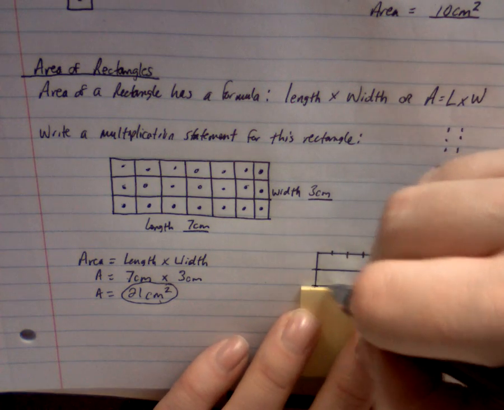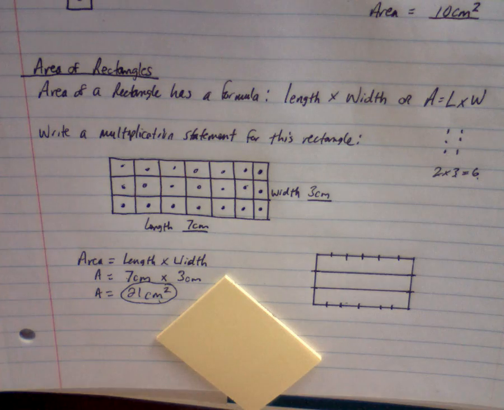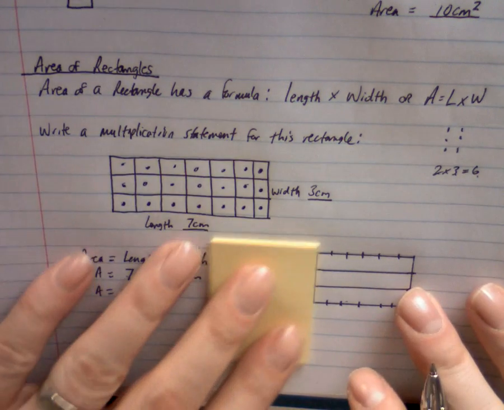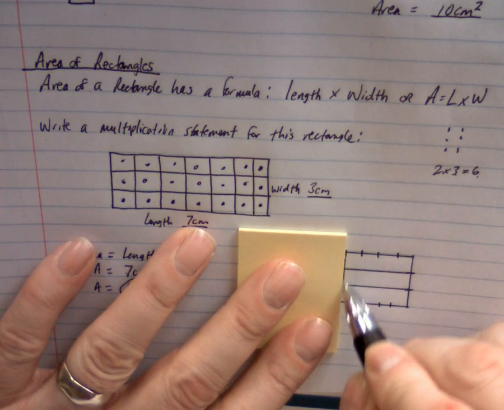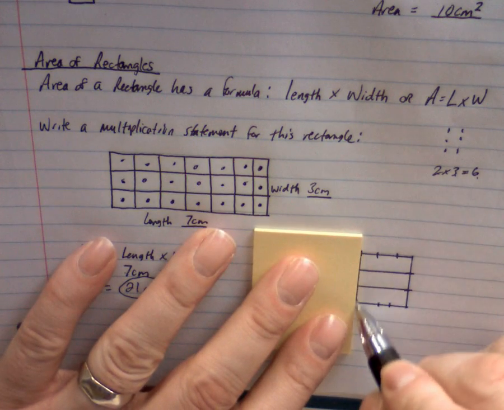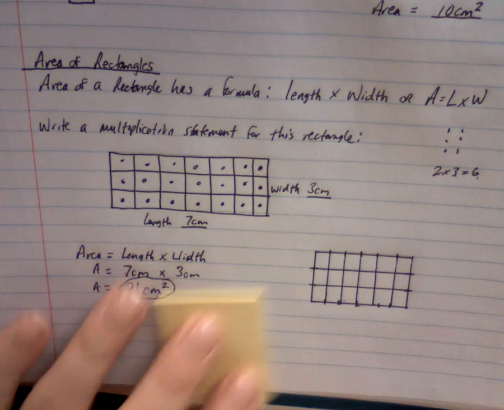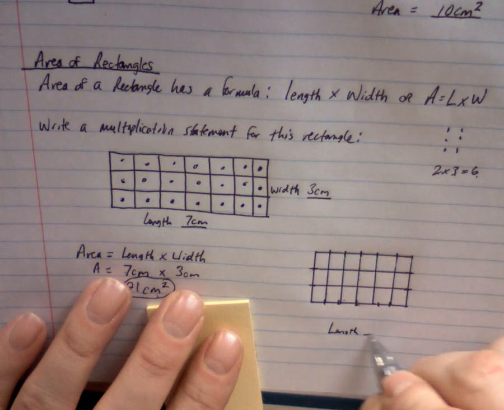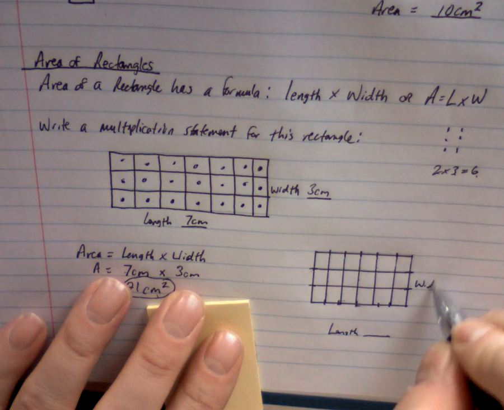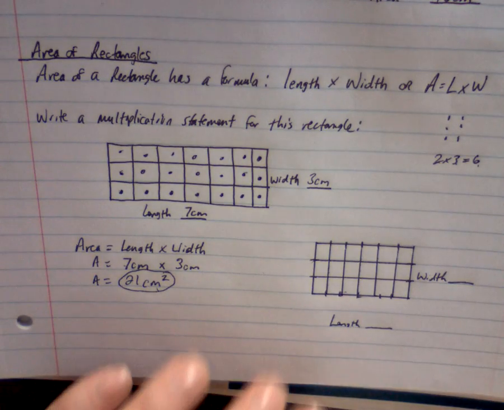So what we're going to do is put our lines in, because this is what you're going to see in your book. You have to make the squares, just like you did for area. Use your ruler, make your squares. No big deal, right? Now find out what our length is, find out what our width is, and then we're going to plug it into the formula.